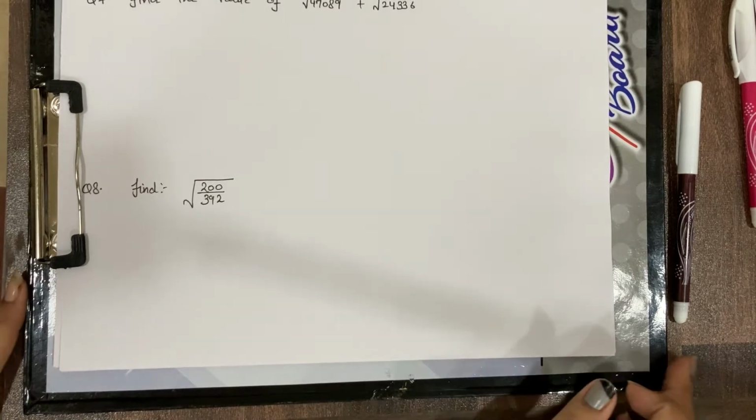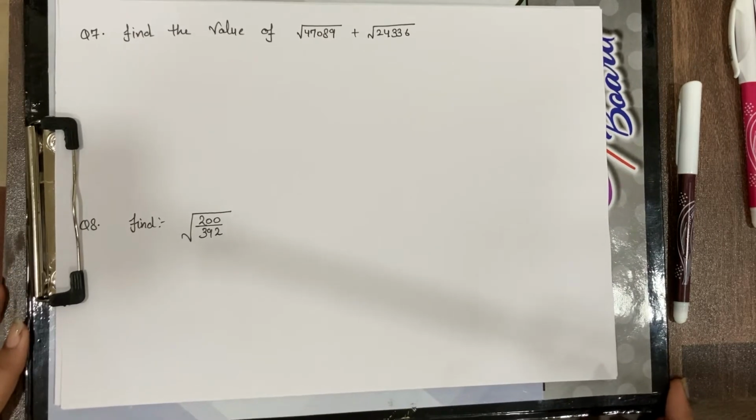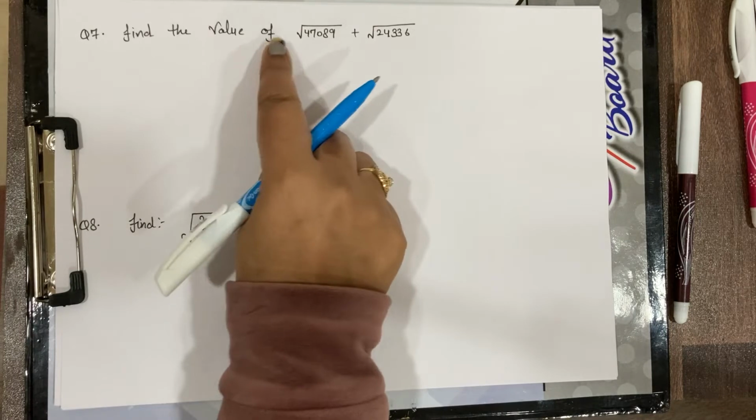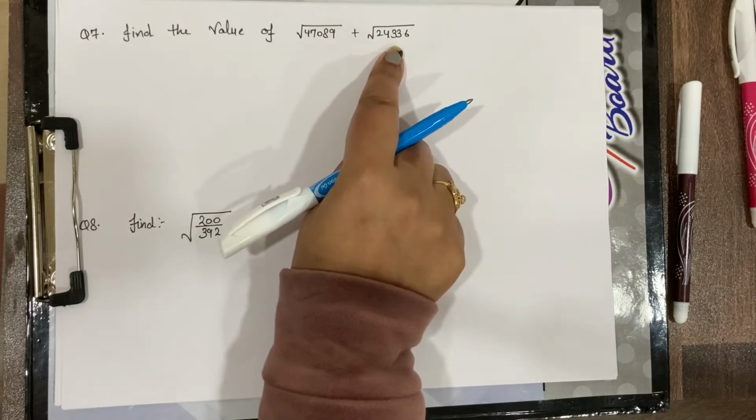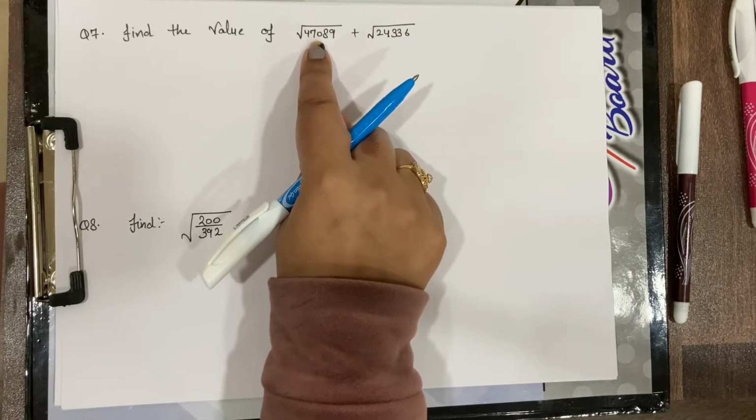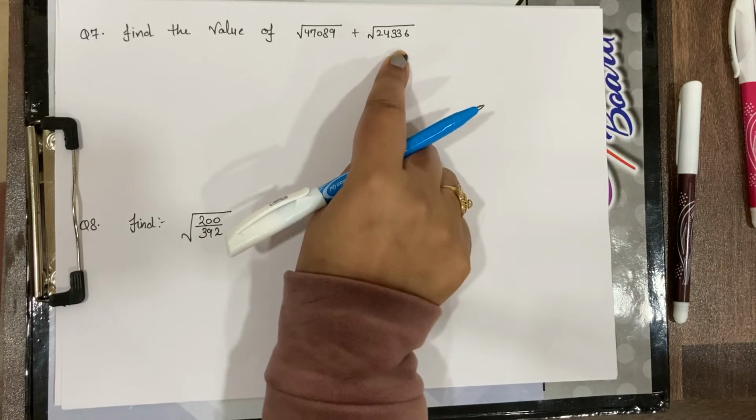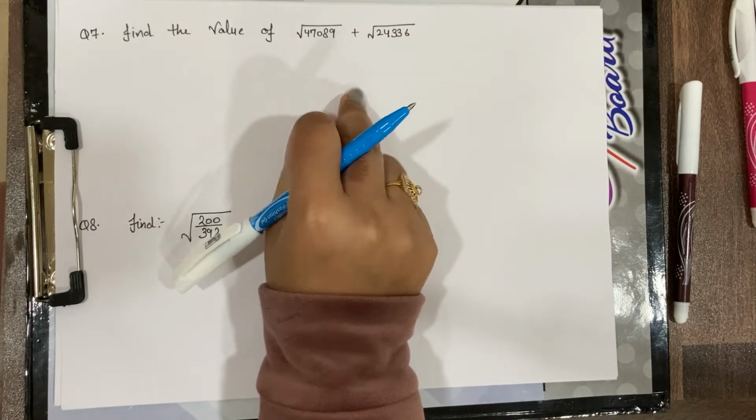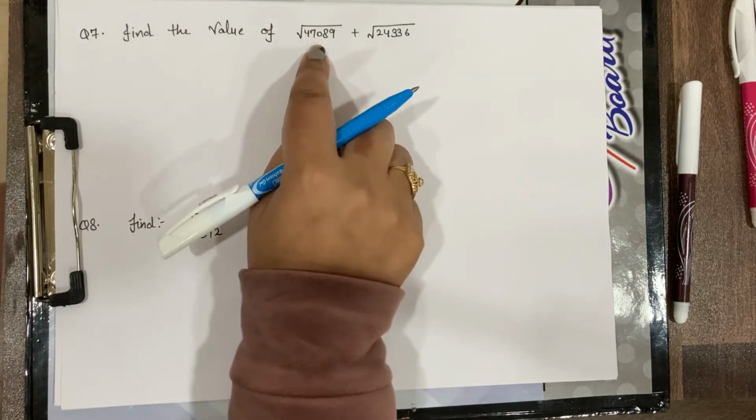Now let's practice this question. Find the value of this plus this. First of all, we have to find out the square root of this. Then we'll find out the square root of this. Then we'll add both the answers. So let's start with this first.